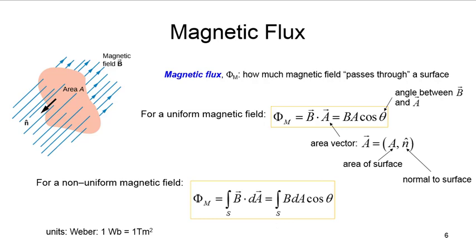The units that we're going to use for the magnetic flux are called Webers. 1 Weber is equal to 1 Tesla meter squared. So we get the Tesla from the magnetic field and the meters squared from the area. Multiply those two together, and we get the unit of magnetic flux, which is Webers.